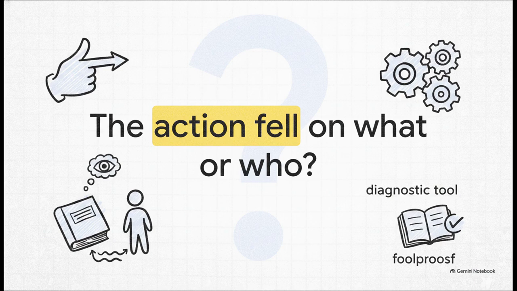So how do you know for sure if a verb is transitive? Well, our source notes give us this fantastic, foolproof little diagnostic tool. It's called the action test. All you have to do is look at your verb and ask yourself, the action fell on what or who? If you can answer that question with a noun, a person, a place, or a thing, then boom, you are definitely dealing with a transitive verb. She reads what? A book. It's such a simple, quick mental check.